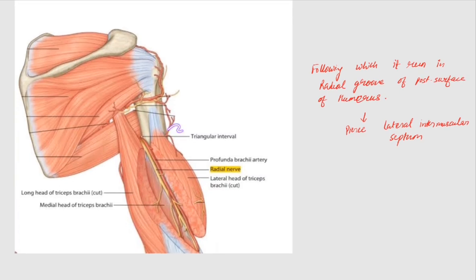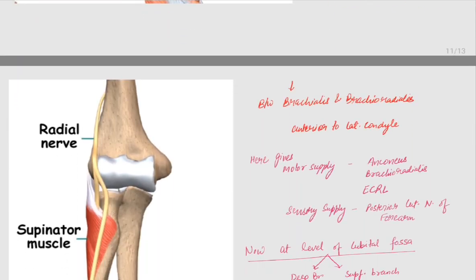Coming downwards, after the exit from the interval, it runs in the radial groove of the posterior surface of the humerus, and following after that it pierces the lateral intermuscular septum and comes anterior to the lateral epicondyle. Here it passes between the brachialis and the brachioradialis.